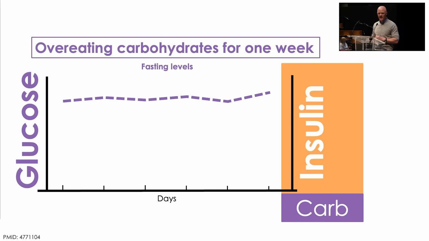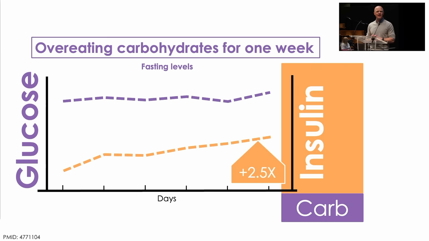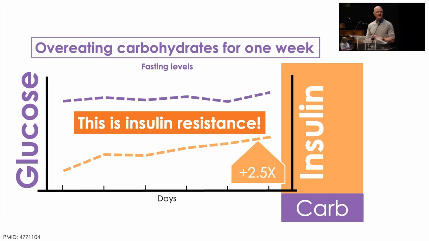Now, if we were to add on the insulin, this is what happened to the subject's insulin levels over the same length of time. By the end of the week, in a fasted state, mind you, their insulin levels were 2.5 times higher than they were at the beginning of the week, just by overeating carbs for a week. This is insulin resistance: normal glucose and hyperinsulinemia.